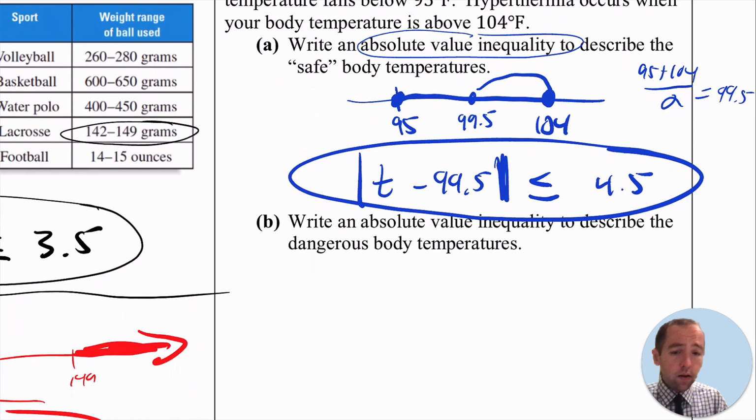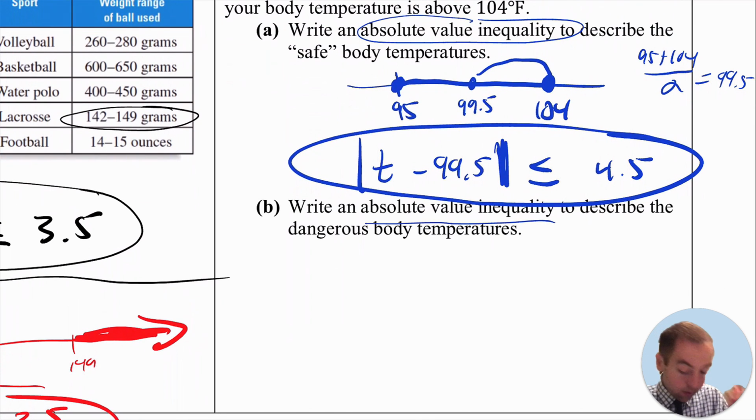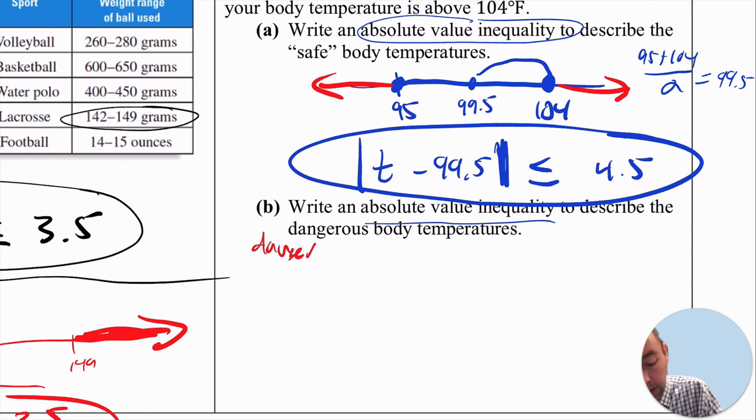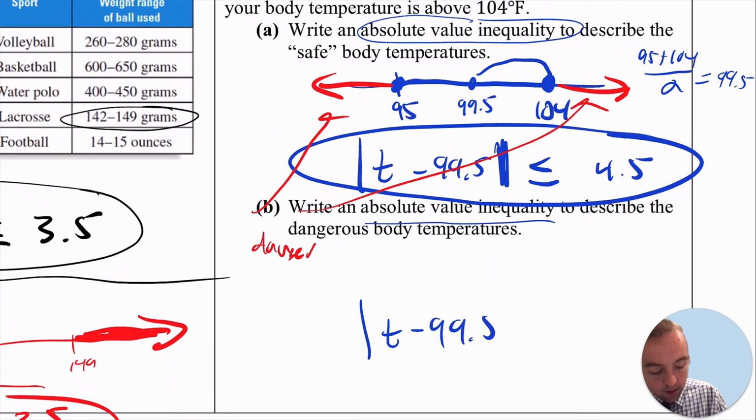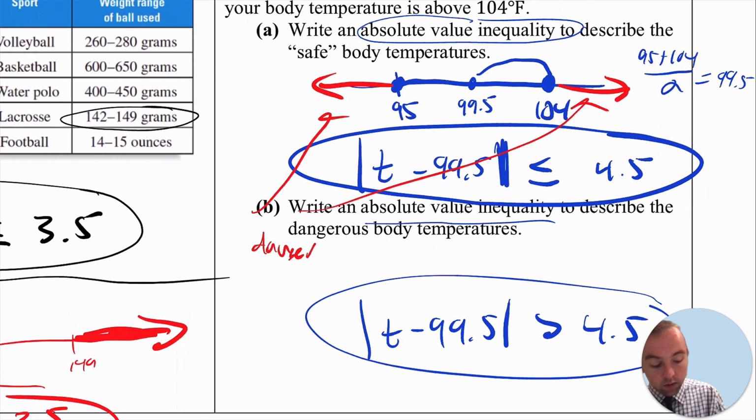And then part B asks to write an absolute value inequality to describe the dangerous body temperatures. For dangerous, I'll just use the number line from up here. Right there and right there are going to specify danger. It turns out that we can take the same absolute value inequality that we had, but just turn it around and make it greater than 4.5 to specify that we're dealing with those more extreme, colder or hotter temperatures.